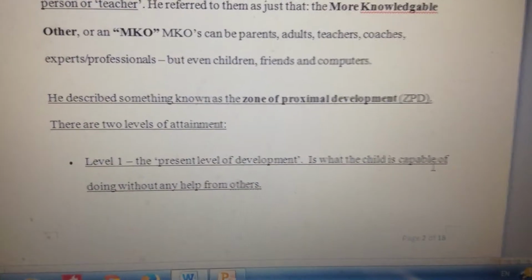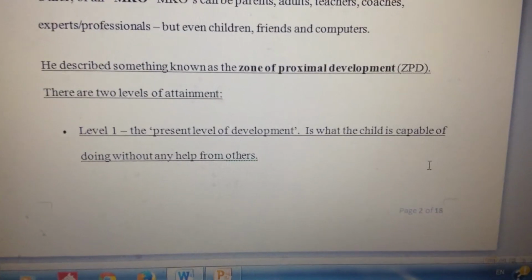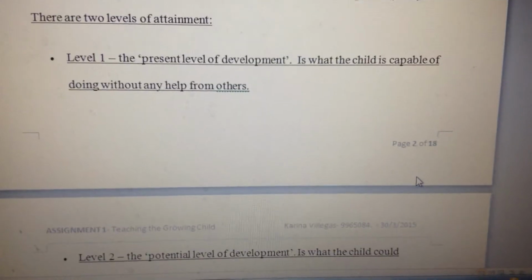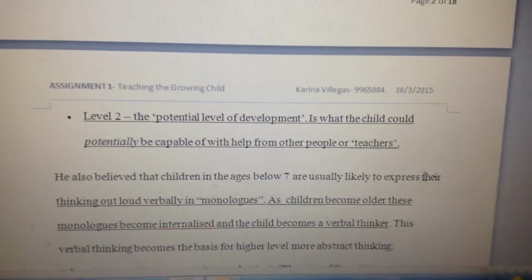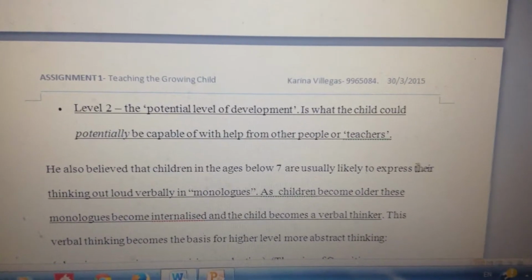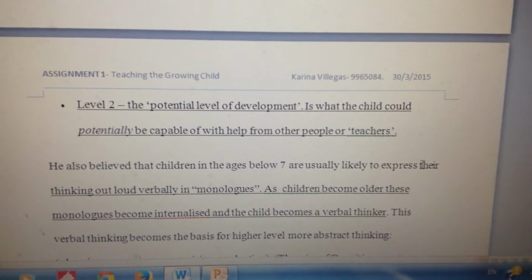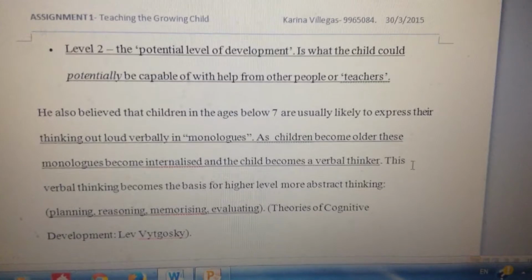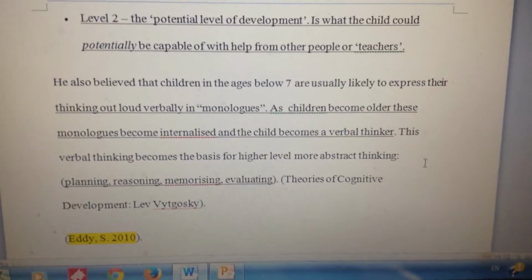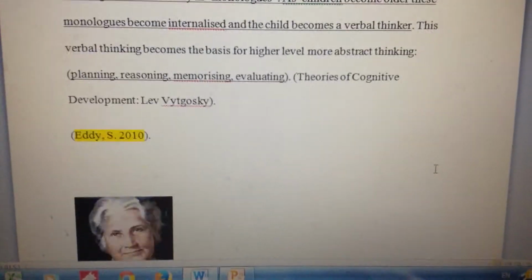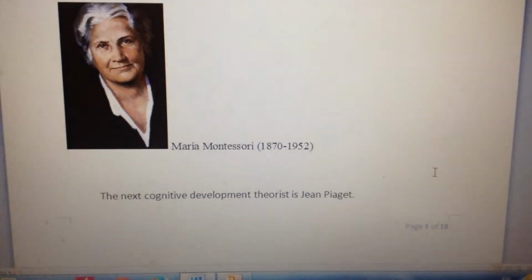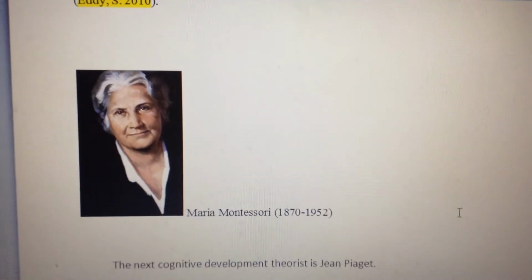The zone of proximal development has 2 stages. Level 1 is the present level, what the child can do without any help from others, and level 2 is the potential level, what the child is potentially able to do with help from other people or teachers. Children below 7 think out loud and in monologues, and as they become older, they're able to internalize their verbal thinking.